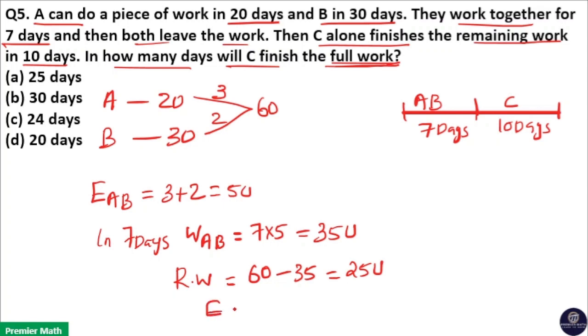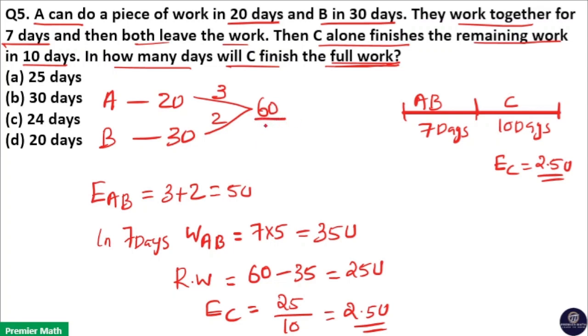So efficiency of C is, work completed by C is 25 unit and time taken by C to complete the 25 unit is 10 days. So efficiency is 2.5 unit. That means efficiency of C is 2.5 unit here. So total work, full work is 60 unit. So time taken by C to complete this full work is 60 by 2.5, which is equal to 24 days. So option C is your answer.